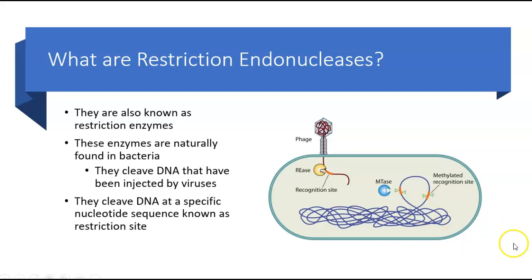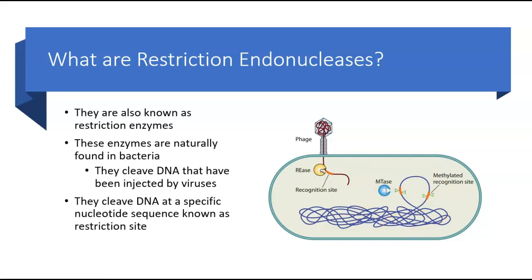As you can see in this diagram here, you have a bacteria, and here is a phage, and a phage is a bacterial virus that is infecting the bacteria, and it is injecting its genetic material into the bacterium. What this bacteria will do is release these restriction enzymes that would cut up the pieces of the DNA that are from the virus so that it cannot be infected with this virus. And interestingly enough, this whole process of methylation will protect the chromosomal DNA of the bacteria.